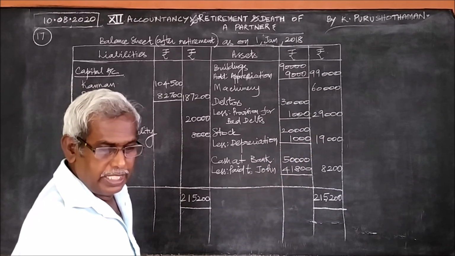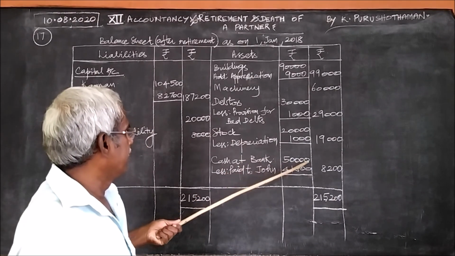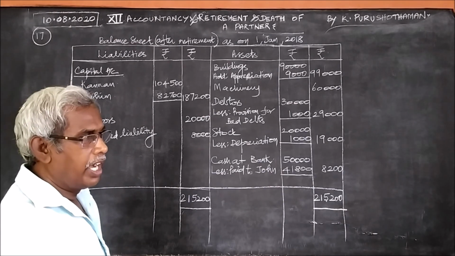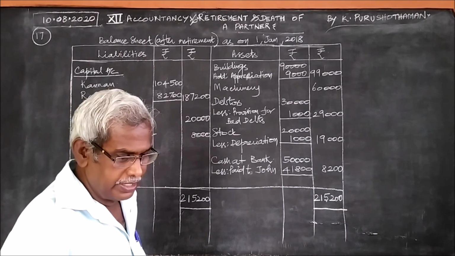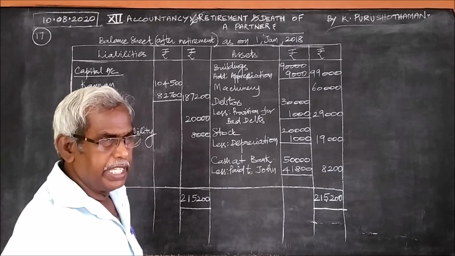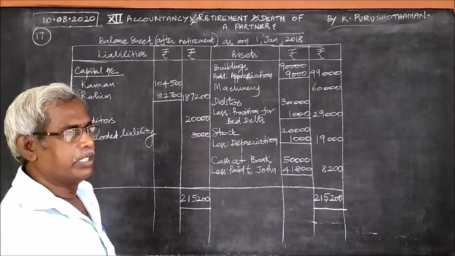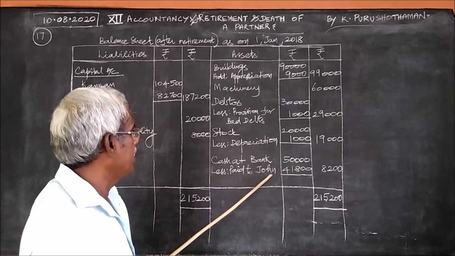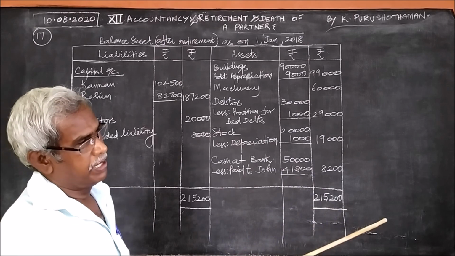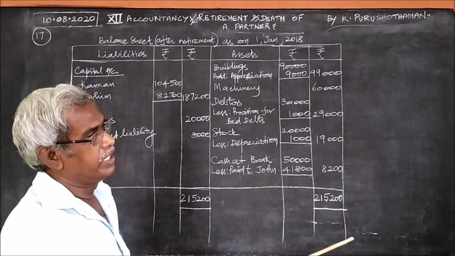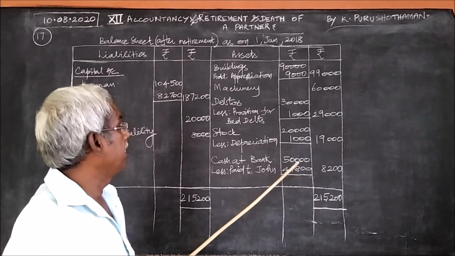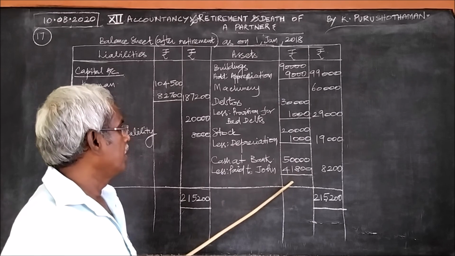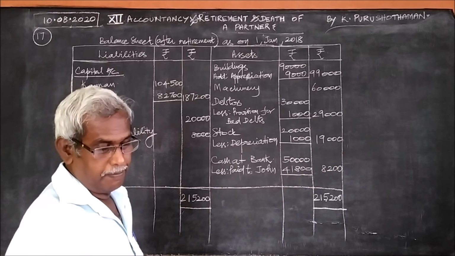Then next one is cash at the bank. Cash at bank 50,000. From the amount available only, it is advised that the retiring partner shall be paid immediately. So from this cash at bank, the retiring partner's amount, which is shown in the capital account, 41,800, is paid. So 50,000 minus 41,800 is 8,200.